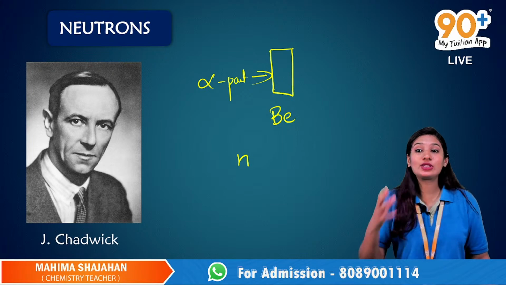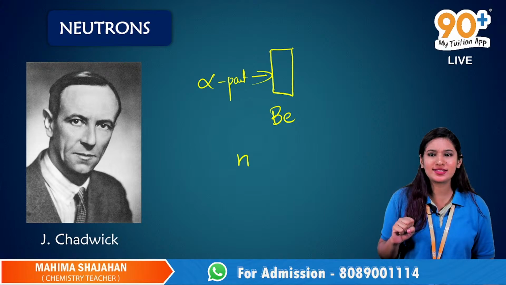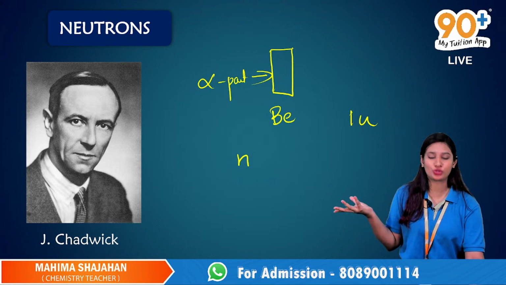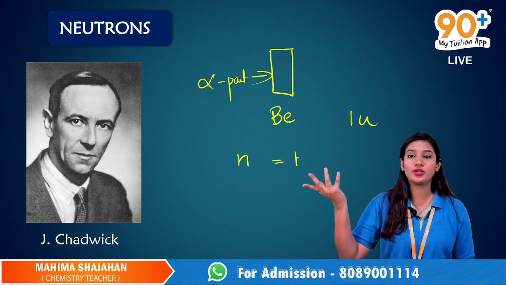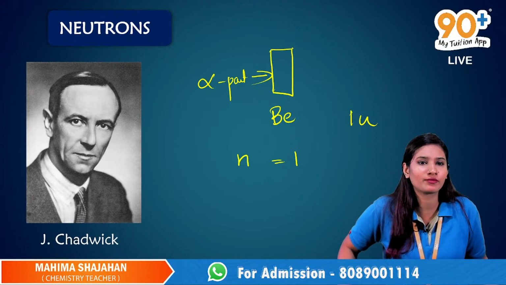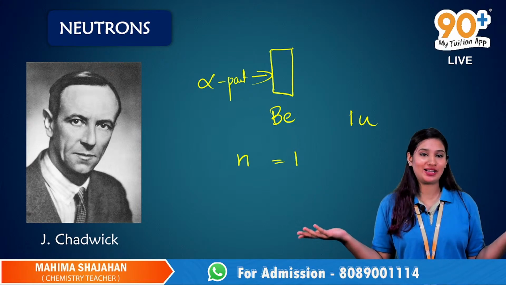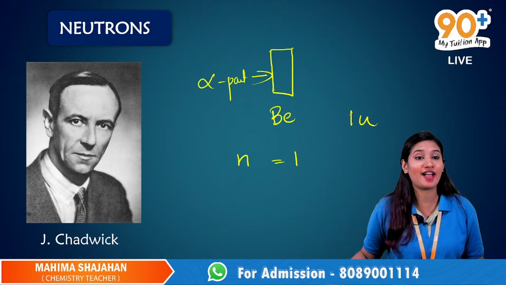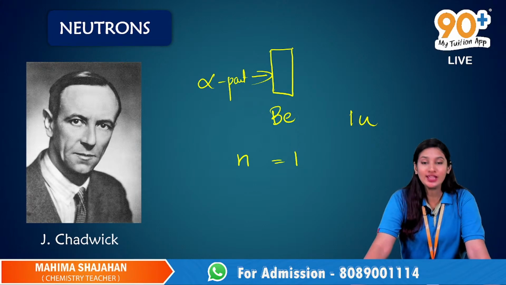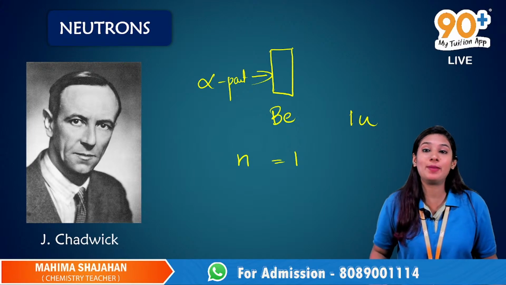The mass of the neutron is nearly equal to the mass of the proton. The proton mass was 1 u, right? So we can say that the mass of the neutron will also be 1 unit. Now, what about the charge of the neutron? We already said that it's a neutral particle, so it will not have any charge. So we have a total of three subatomic particles.